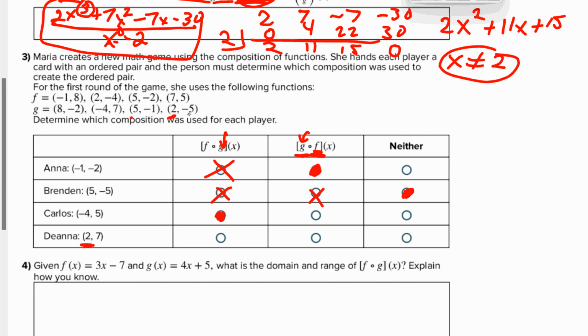So I plug in 2, I get -5. Now let's take -5 and plug that into f. -5, -5, no -5, so it's not this one. Okay, now we're going to try g of f of x.